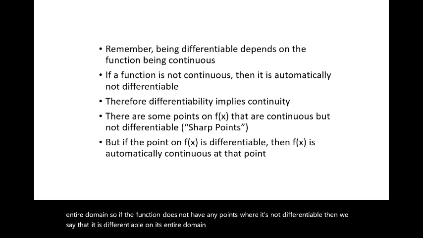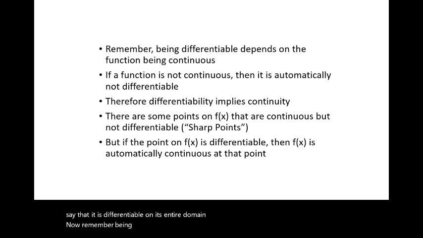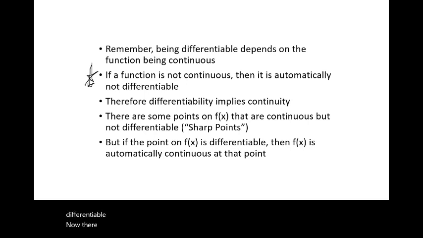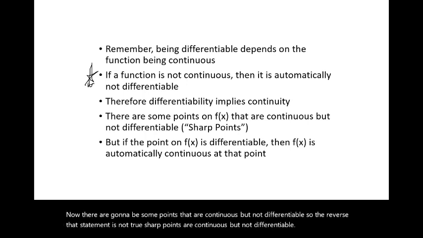Now remember, being differentiable depends on the function being continuous. If the function is not continuous, then it is automatically not differentiable. Therefore, if you know that a function is differentiable, you automatically know that it is continuous. Now, there are going to be some points that are continuous but not differentiable, so the reverse of that statement is not true. Sharp points are continuous but not differentiable. But if a point is differentiable, then it is automatically continuous at that point.